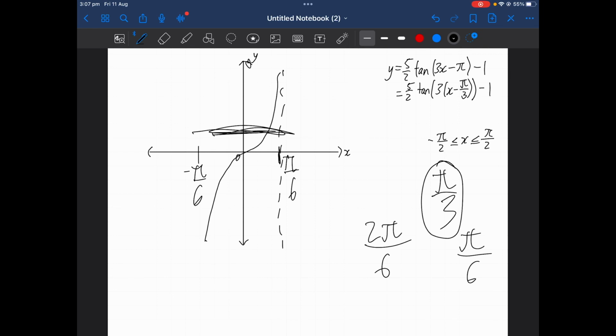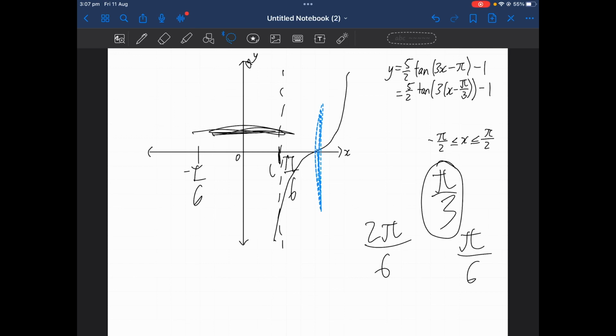And then the last bit that we need to consider also is that it's a shift by pi on 3 to the right. Because it's a minus, so you go to the right pi on 3. And so this whole thing shifts to the right by pi on 3. So instead of being at 0, it's going to be at pi on 3. So it's going to be somewhere here. Okay, because that's pi on 6. So 2 pi on 6 is here. That's pi on 3. So it'll look like that.